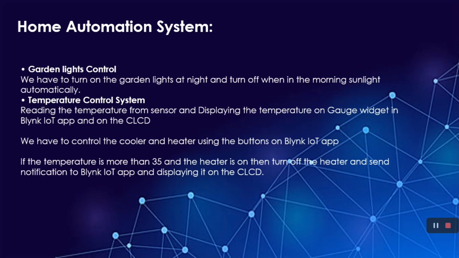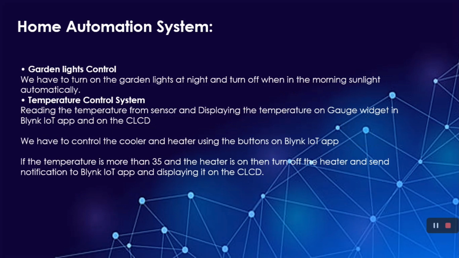After that, the temperature control system, reading the temperature from the sensor and displaying the temperature on the gauge in the Blink IoT app and on the CLCD. Means the temperature in the house environment will be calculated, and according to that the things will be operated. We have to control the cooler and heater using the buttons on the Blink IoT app.